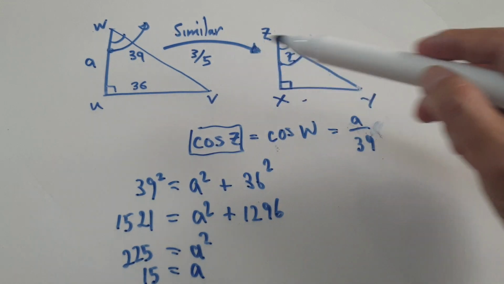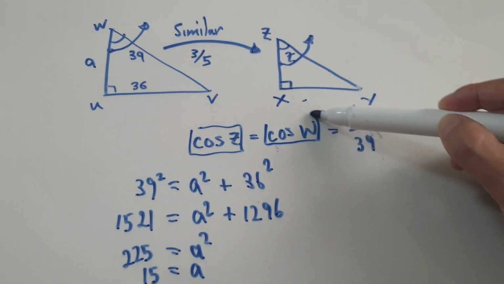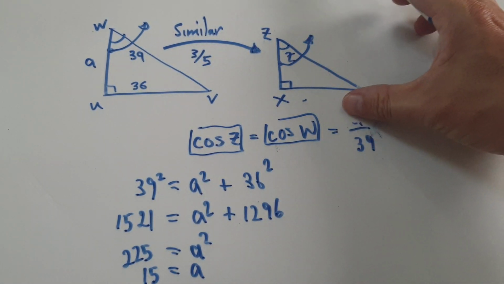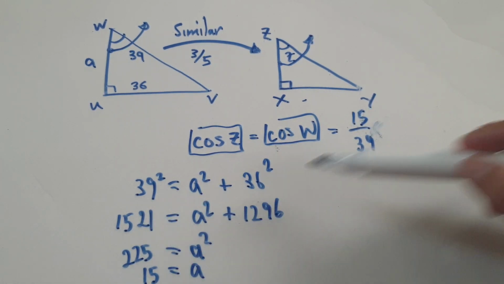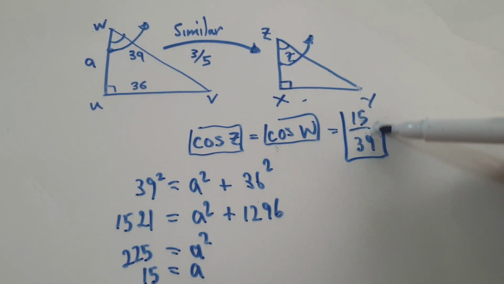So what that means is, if you want to know cos of z, that's the same as cos of w. Well, cos of w is actually 15 divided by the hypotenuse of 39. So this is your final answer.